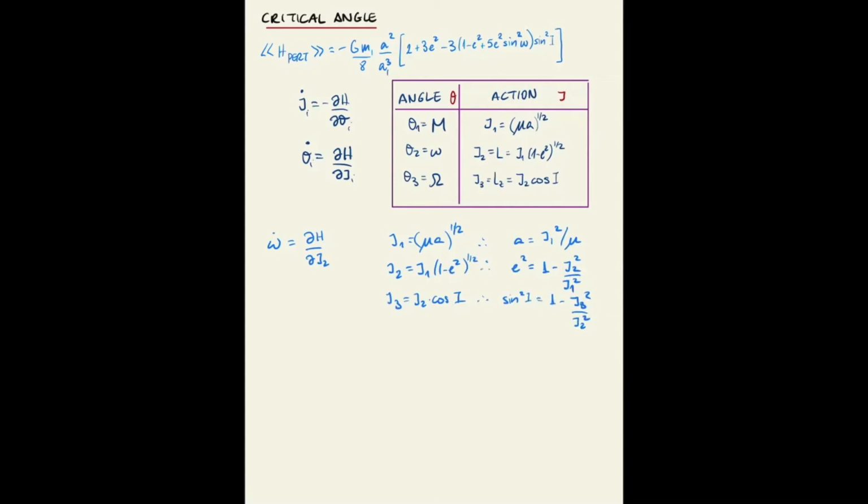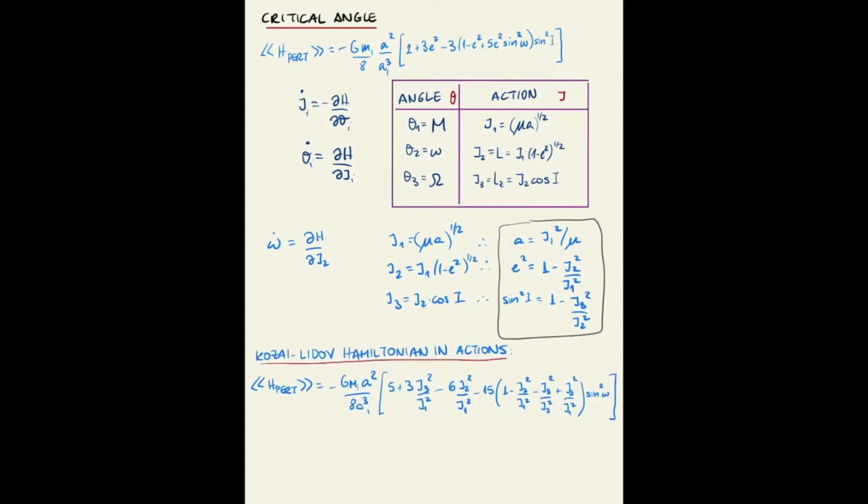If you do these substitutions between the orbital elements and the actions, you can rewrite the Hamiltonian in terms of the actions. And now we can take the derivative of this in terms of J2 to find the variation of the argument of pericenter. That leads to this. Now let's flip a page.